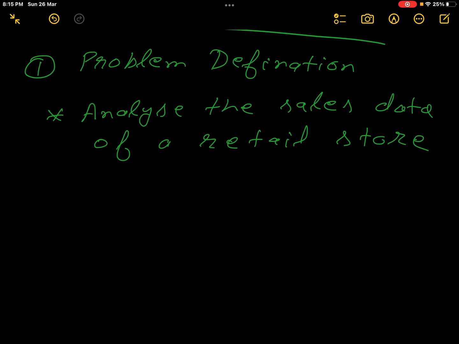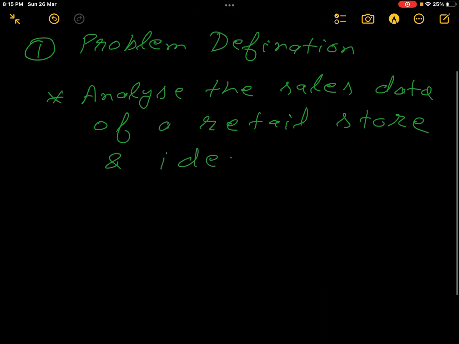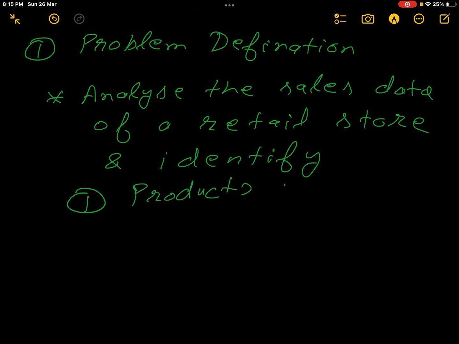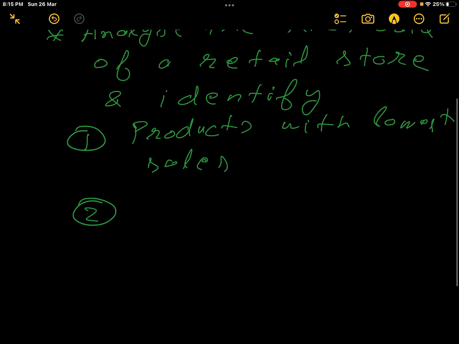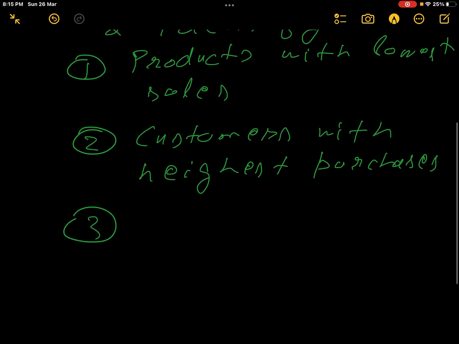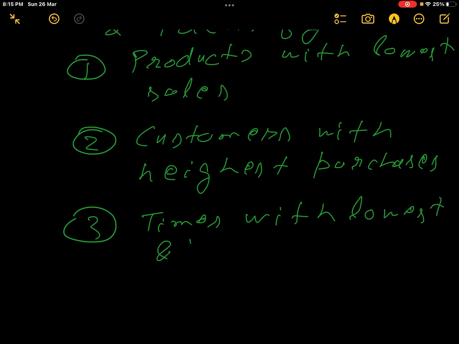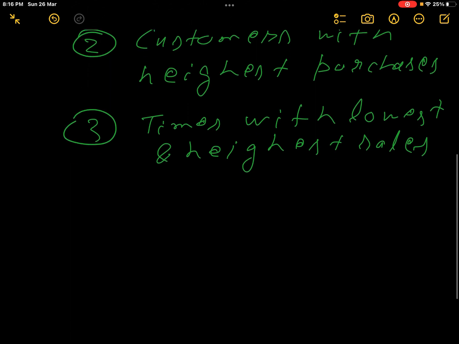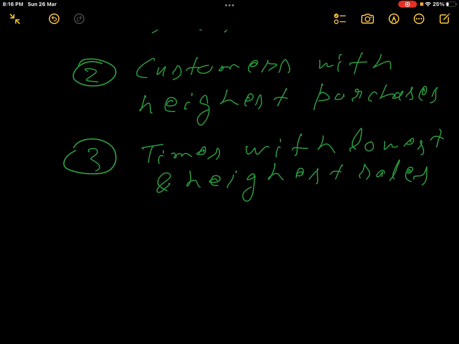But if I say analyze the sales data of a retail store and identify, let's say, products with lowest sales. Let's suppose we want to identify customers with highest purchases, highest purchase frequency, you may say. Let's also identify times with lowest and highest sales, maybe in a day, maybe in a week, maybe in a month. So identify these three things and then come up with a marketing strategy.